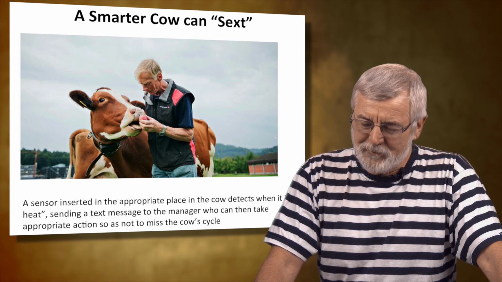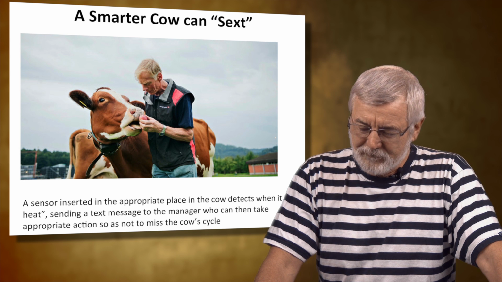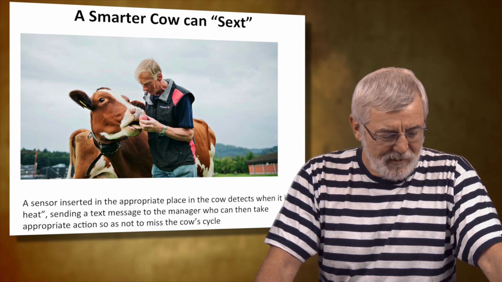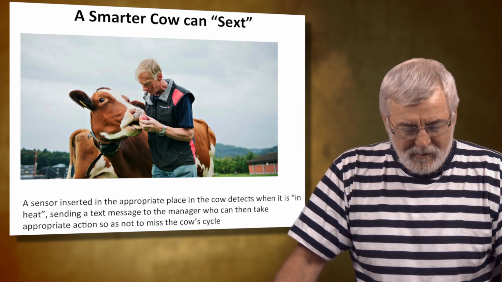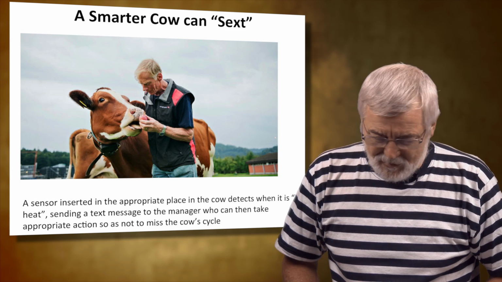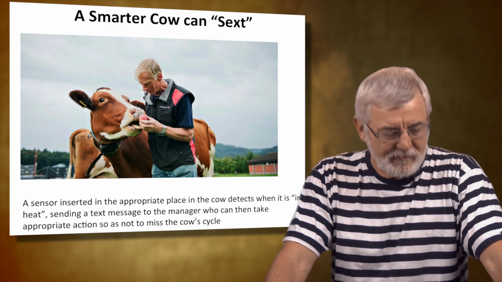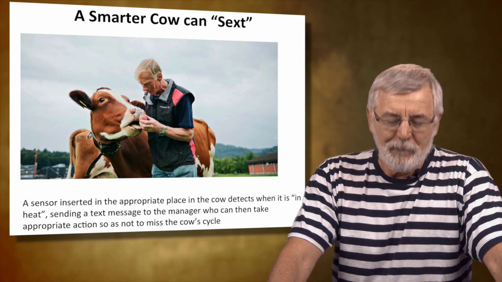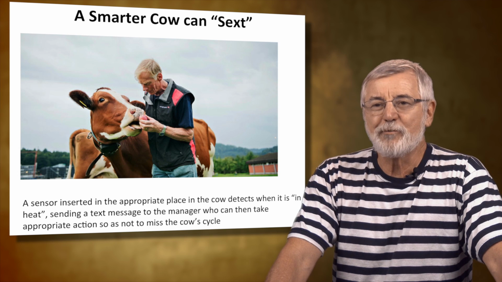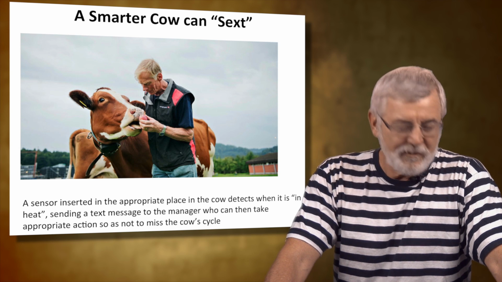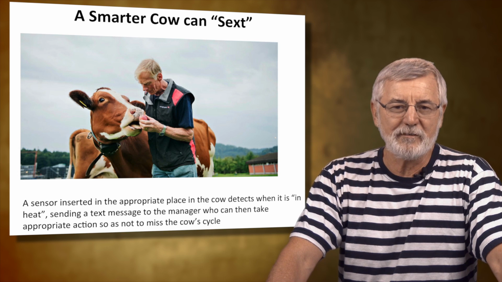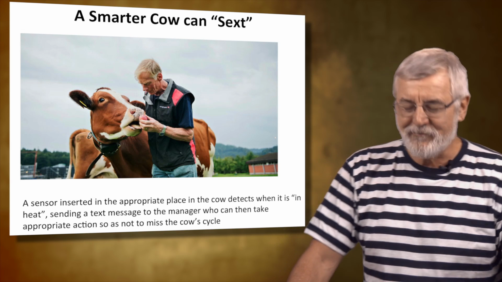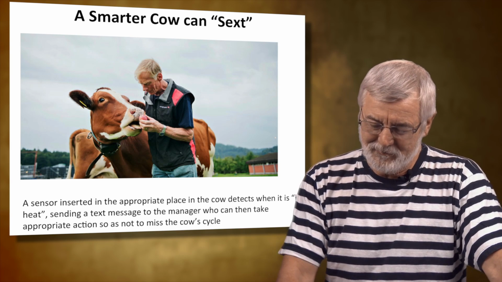So a really important business problem for people that have cows is to make sure they don't miss an estrus cycle, when they are, quote, in heat, when it's a good time to have them be inseminated to have calves and stuff like that. If you miss that cycle, then you lose a lot of money. So we're now putting sensors in the appropriate places in the cow, and when it detects that the cow is in heat, it sends a text message to the manager, who can take appropriate action. I'll leave you to speculate on other applications of that kind of technology.